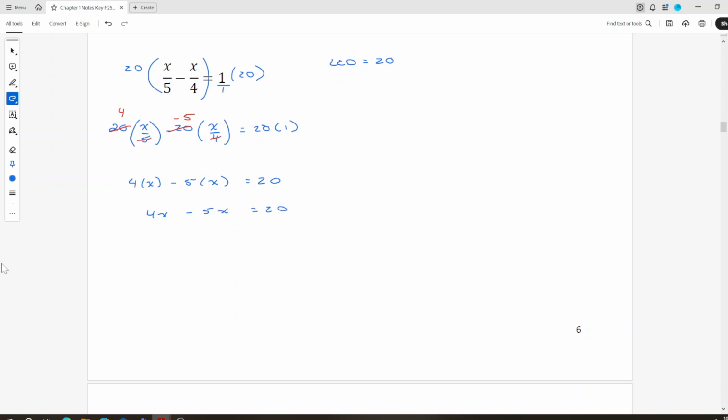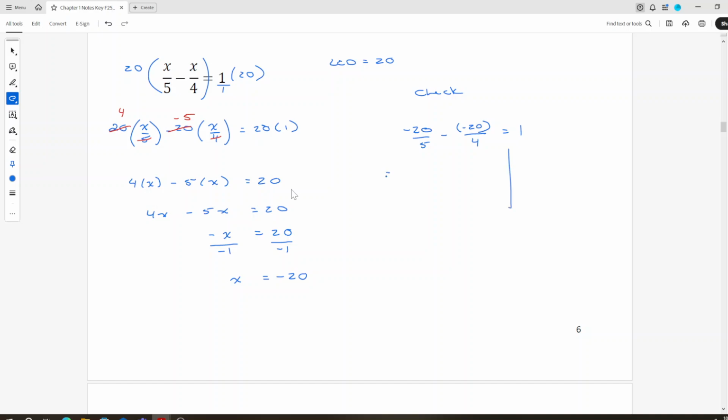So I'm going to collect like terms. 4x minus 5x is negative 1x, but we don't write the 1. To get x by itself, I'm going to divide each side by that negative 1, or you could multiply both sides by negative 1, and you would end up with x is equal to negative 20. Again, this question said to check, so we are going to check it. Is negative 20 divided by 5 minus negative 20 divided by 4 equal to 1?